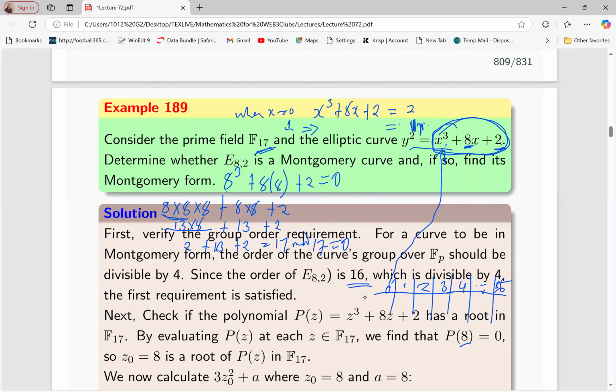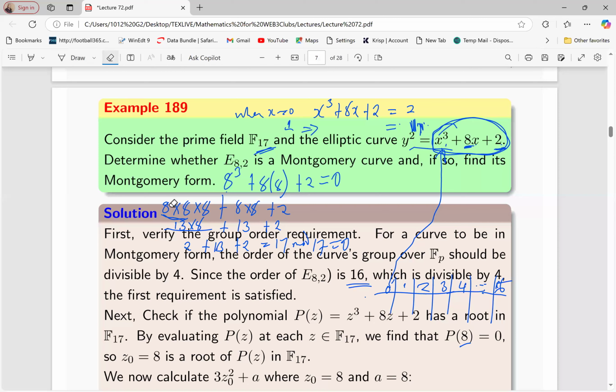So it means after trying, I found that 8 was a root. I do not mean that this is the only root. There could be other roots, but at that point, the condition was that the cubic equation should have at least one root.